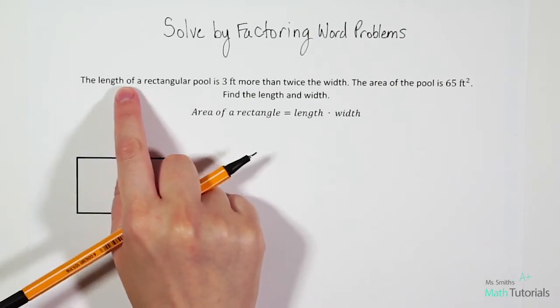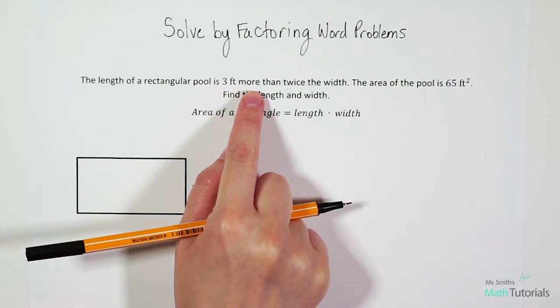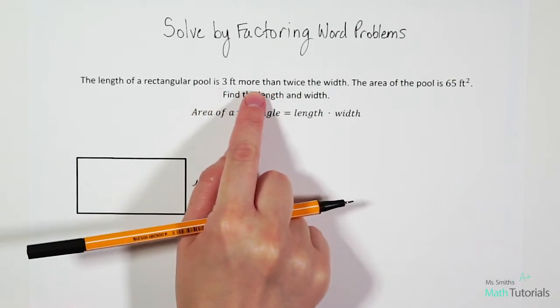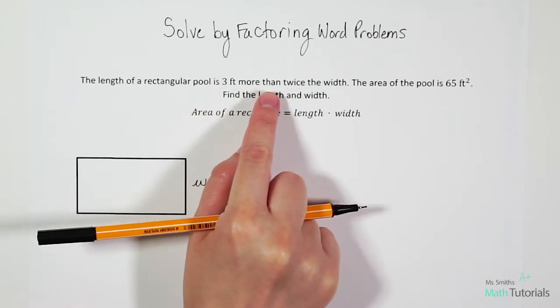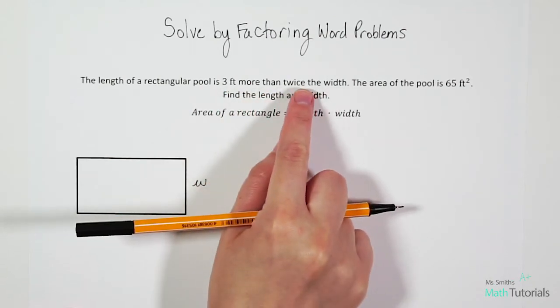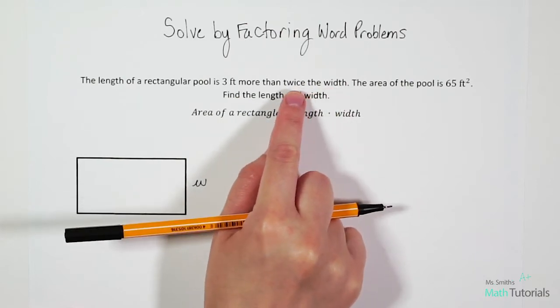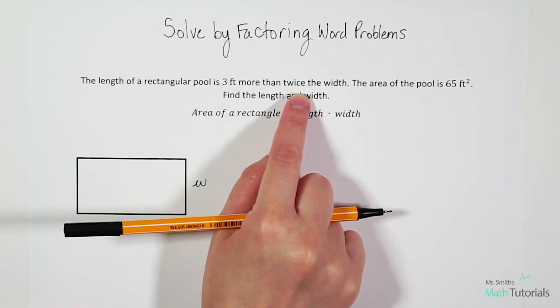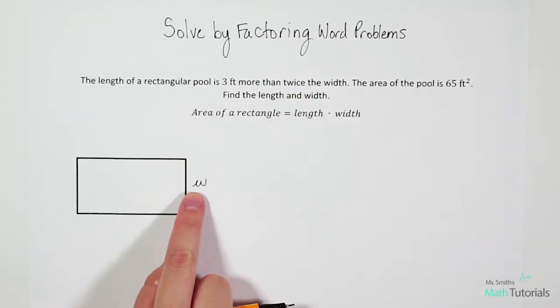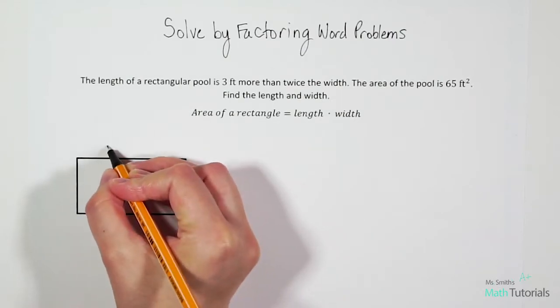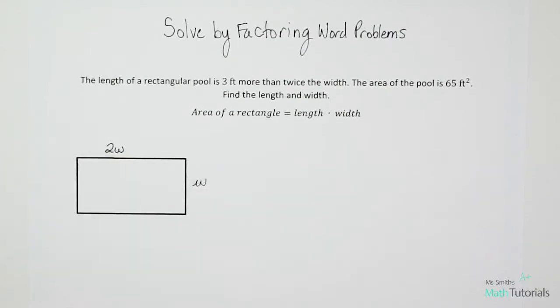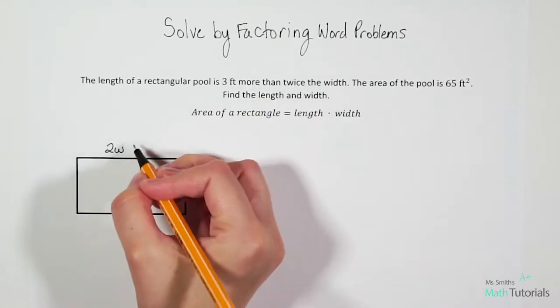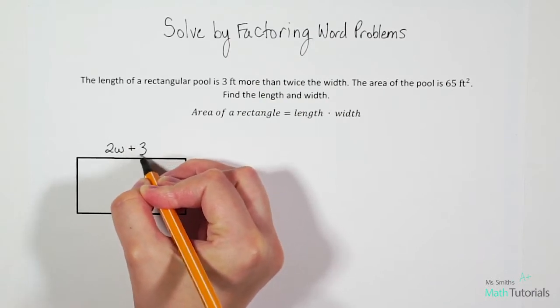Now the length, it says, is 3 feet more than. So if it's 3 feet more than, then we're going to be adding 3. But then we think, what are we adding 3 to? We're adding 3 to twice the width. Anytime we say twice something, that means we double it, which also means we are multiplying by 2. So we know width is W, so we can say 2 times W, that's twice the width, but then remember it's 3 more than, so we need to add 3 to it.